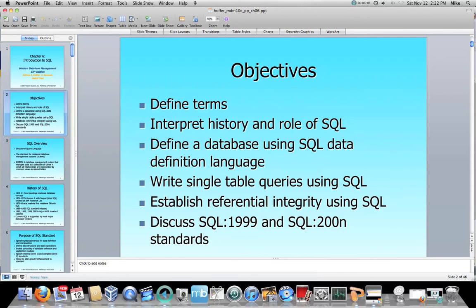So that is the introduction to SQL, and I'm going to set up some more video lectures to make you aware of the different ways of accessing either the Teradata network or the Microsoft Access database. But for now, that is the end of the introduction to Chapter 6.